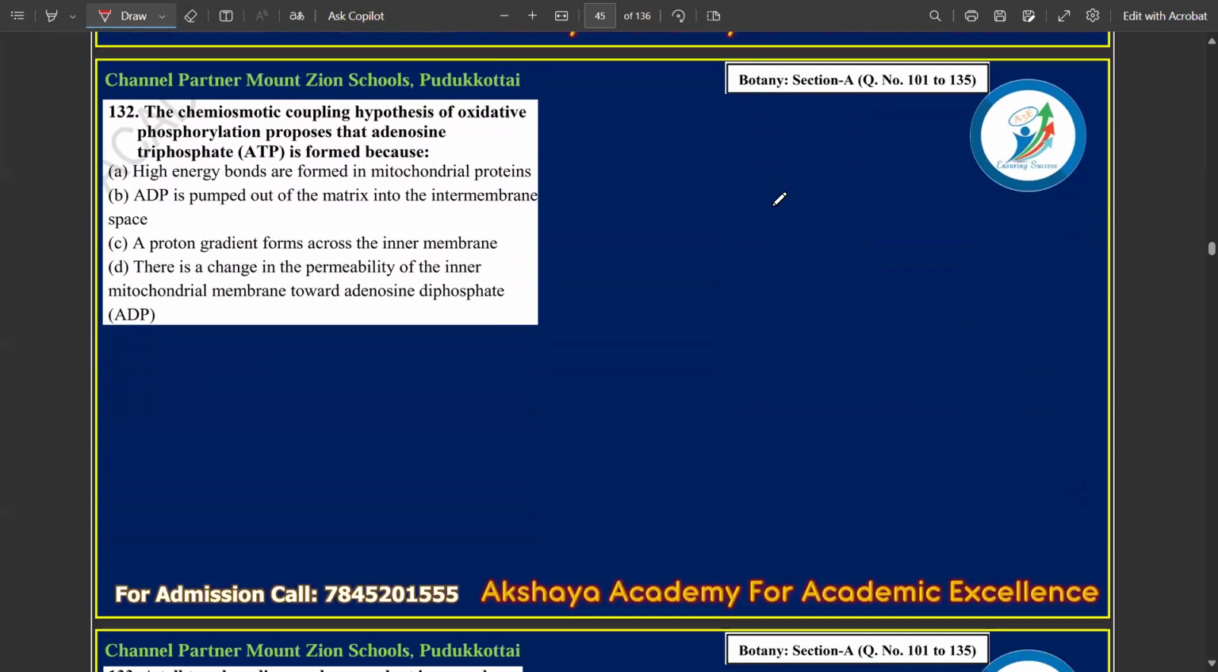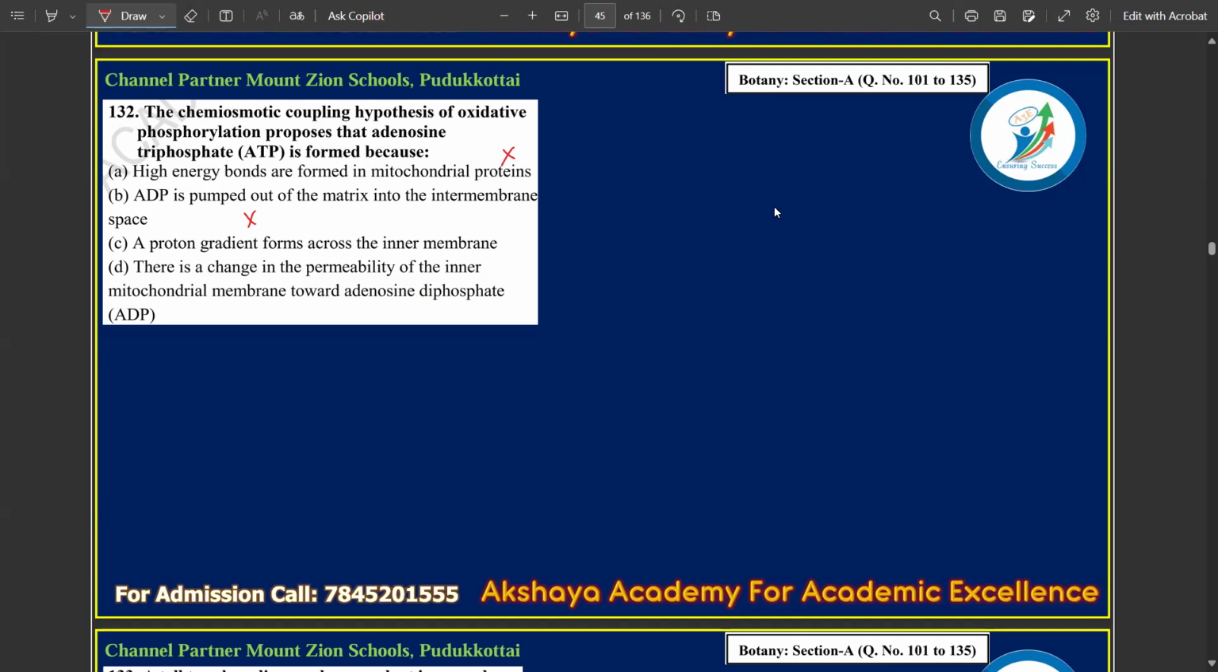Then question number 132. The chemiosmotic coupling hypothesis of oxidative phosphorylation proposed that adenosine triphosphate, that's ATP, is formed because high energy bonds are formed in mitochondrial protein. It's false. ADP is pumped out of the matrix into the intermembrane space. It is not pumped out.